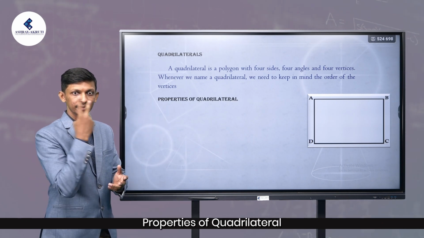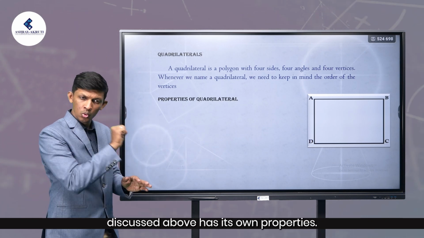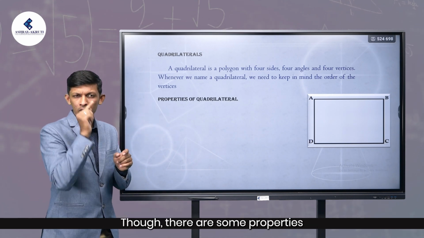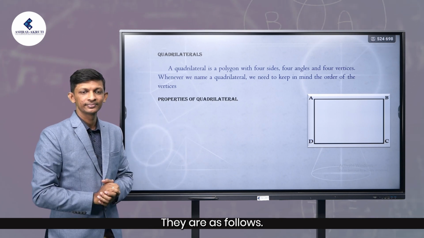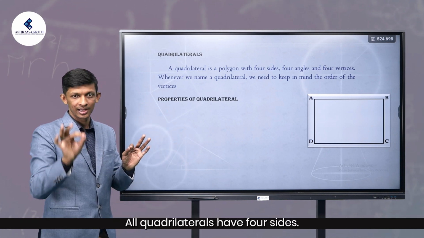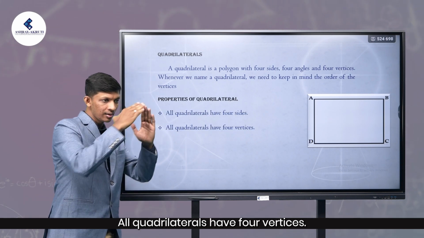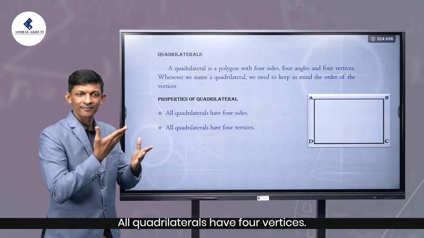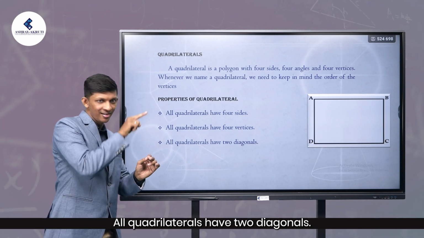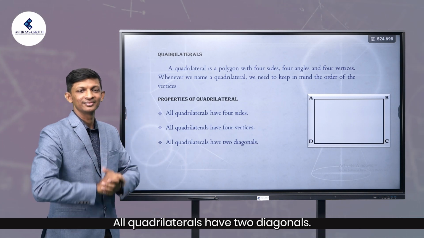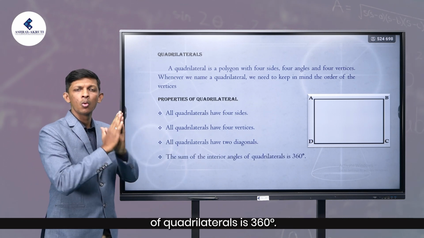Properties of quadrilateral. Each of the quadrilaterals discussed above has its own properties. Though there are some properties that are common to all quadrilaterals, they are as follows. All quadrilaterals have 4 sides. All quadrilaterals have 4 vertices. All quadrilaterals have 2 diagonals. The sum of the interior angles of quadrilaterals is 360 degrees.